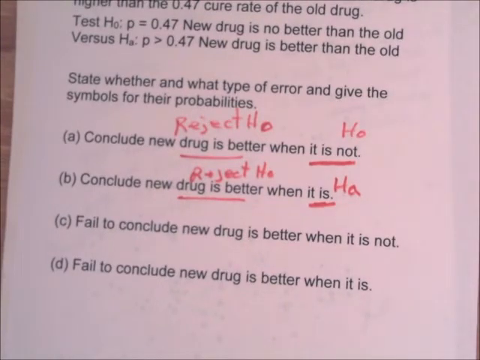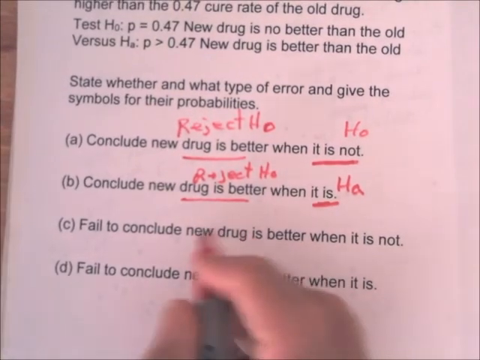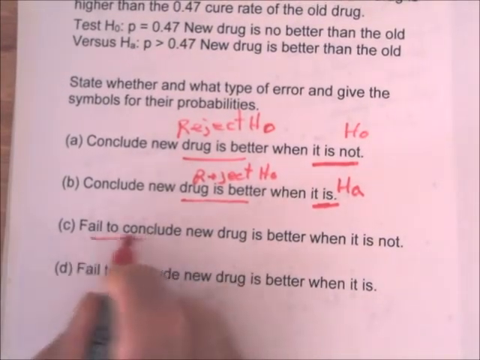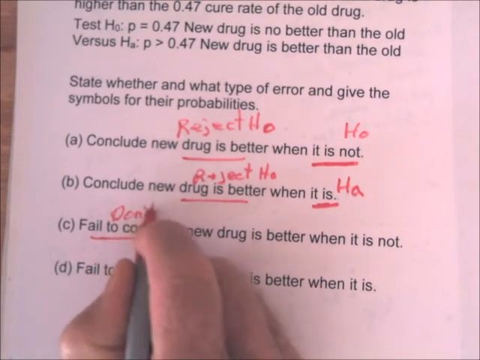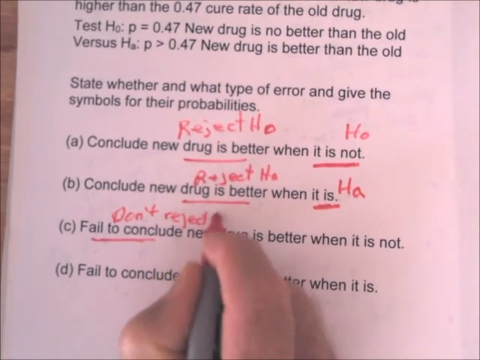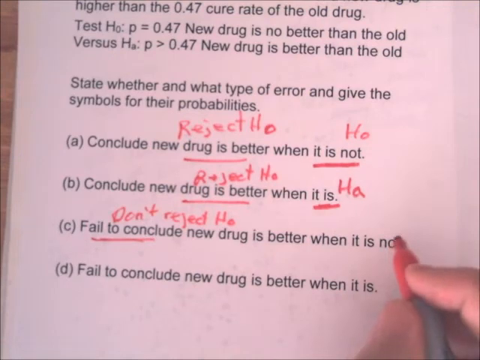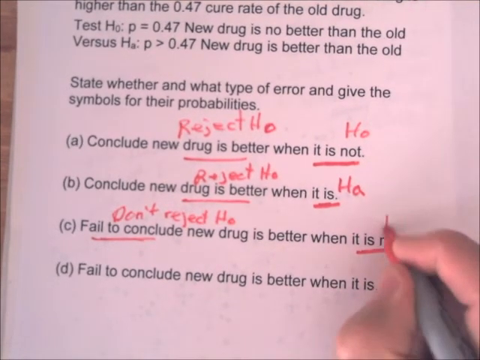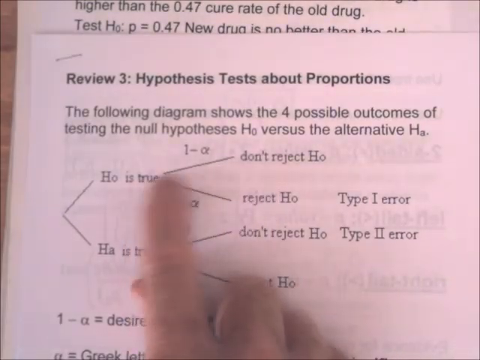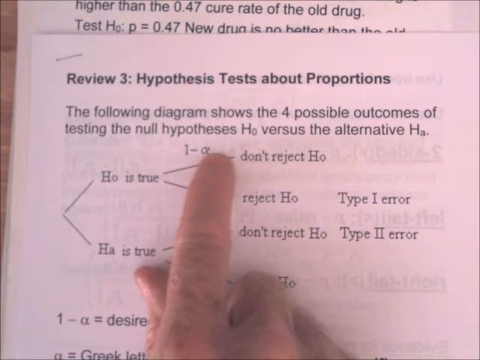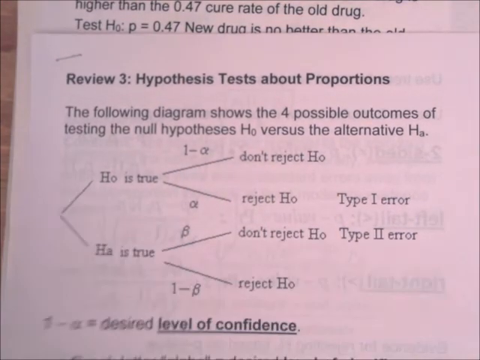Part C. We fail to conclude the new drug is better when it is not. So fail to conclude means we don't reject H naught. When it's not better, that means H naught is true. So that's going to be this top path here. We don't reject H naught when H naught is true. So that's 1 minus alpha. That's the confidence level, and that's not an error.